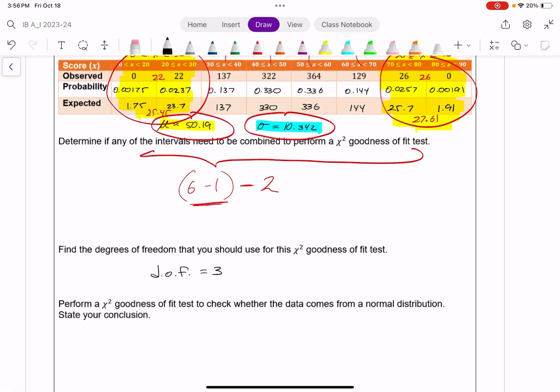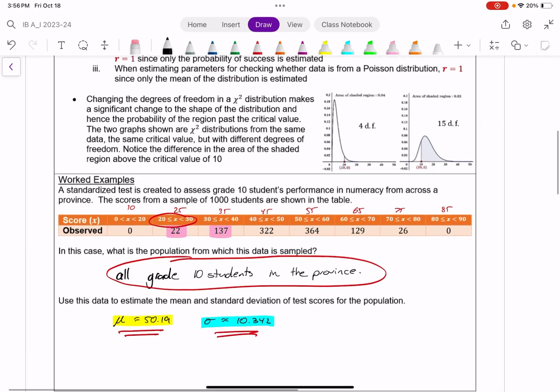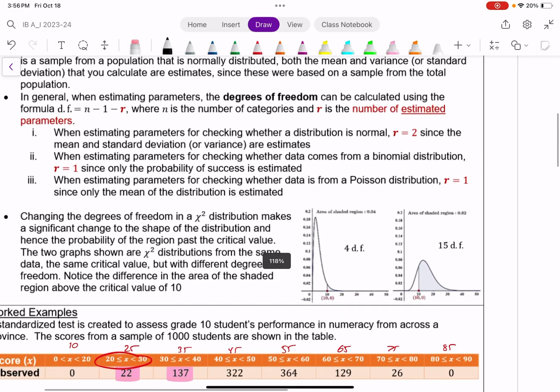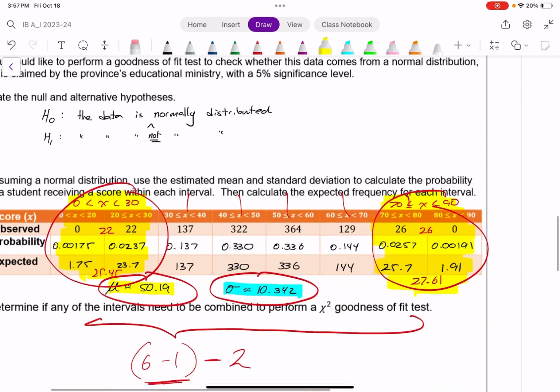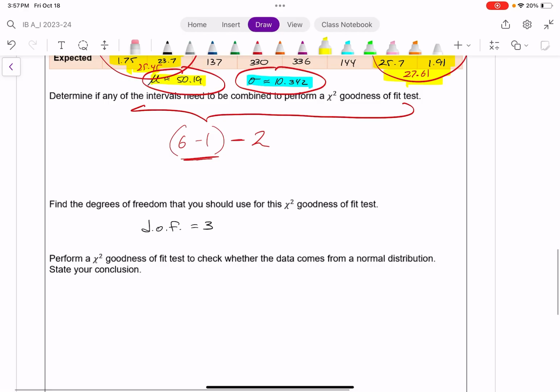And changing the number of degrees of freedom can make a pretty significant difference to your overall results. And before I actually finish this off, I'll just go back up to my notes here. In general, I have some points here about what R would be, the number of estimated parameters, depending on the type of distribution we're looking at. And right now I'm focusing on a normal distribution. So I have 2 estimated parameters.